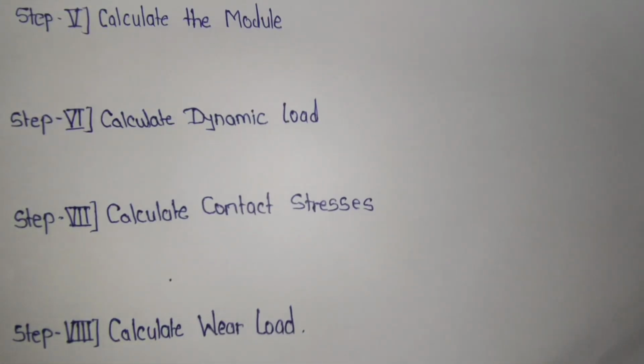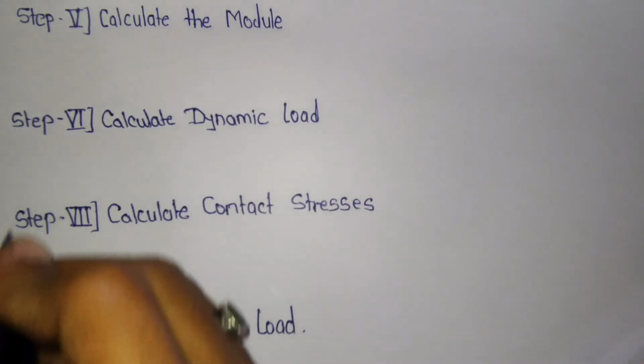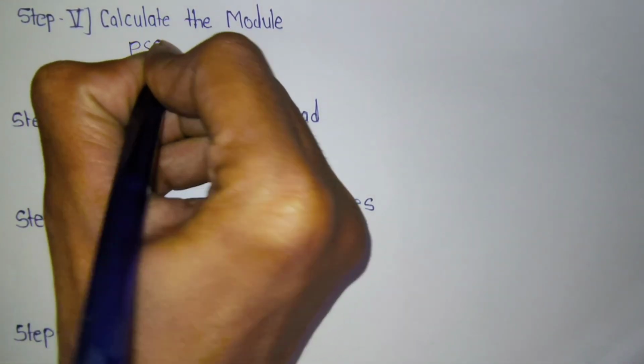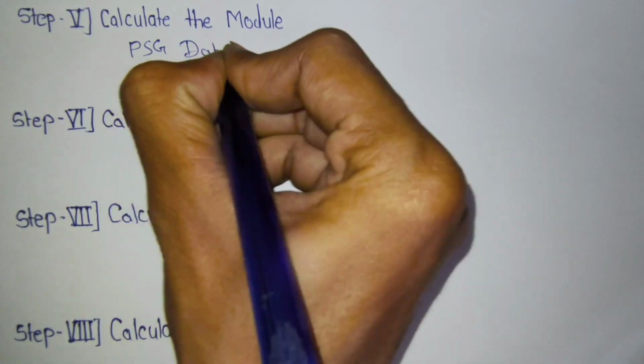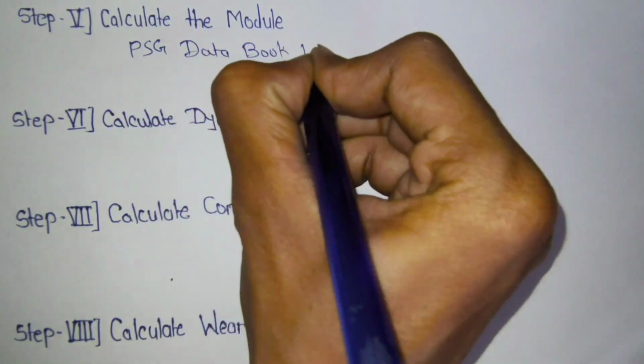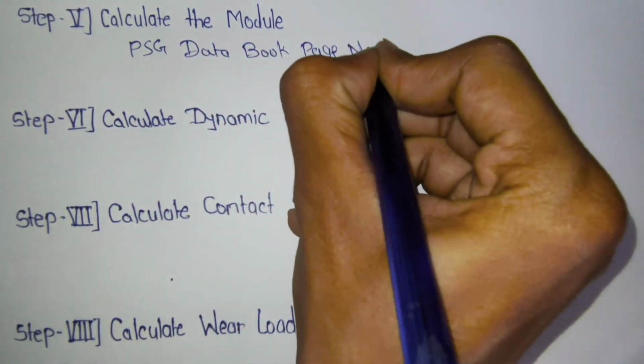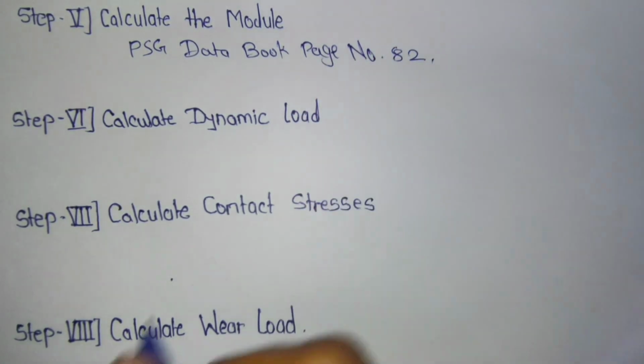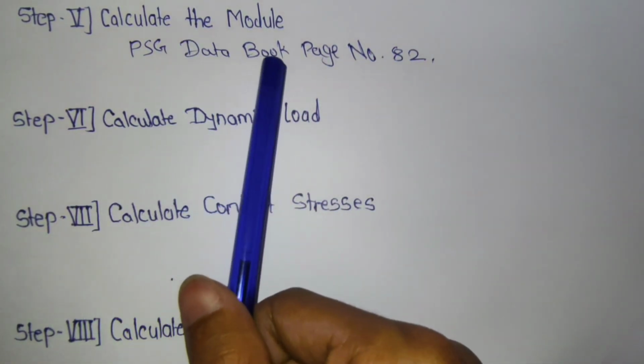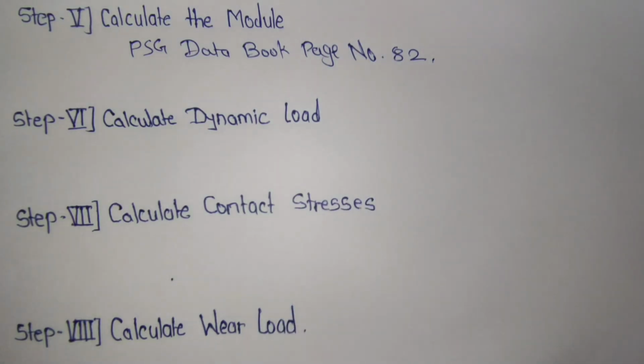Now, in step 5, we have to calculate the module for the weaker element. By calculating, we get the module and we have to select the preferred series module from PSG data book page 8.2. From this page number, we can get the preferred series module from the calculated module.